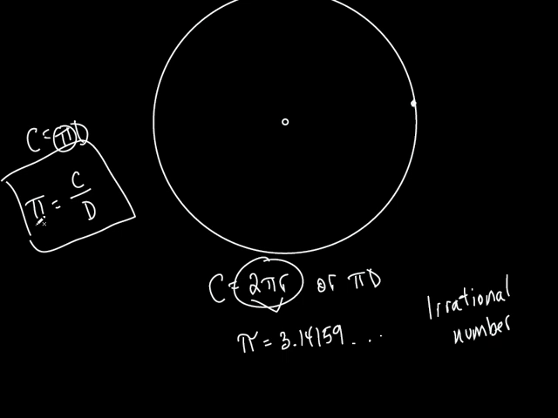Does it say how big the circle has to be for that to be true? No, so that could be true for any size circle, if you measure it correctly. Now, we're going to do this very crudely. I happen to have a circle right here. It's a clock.